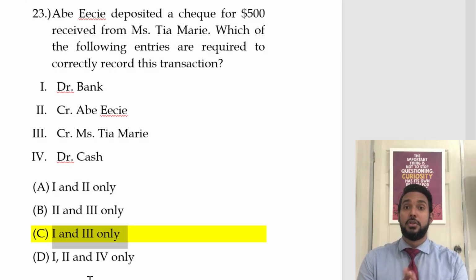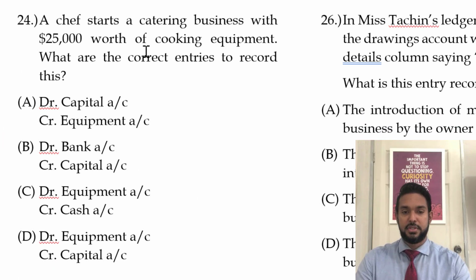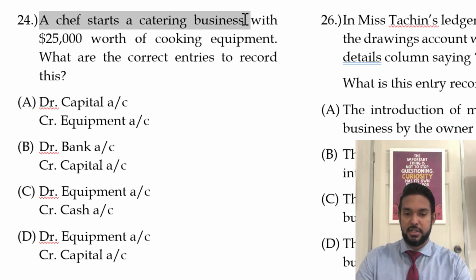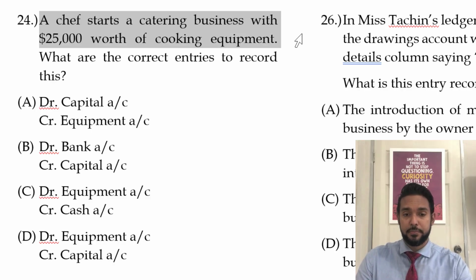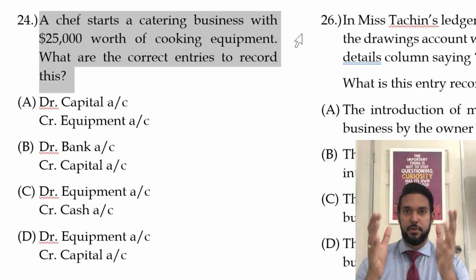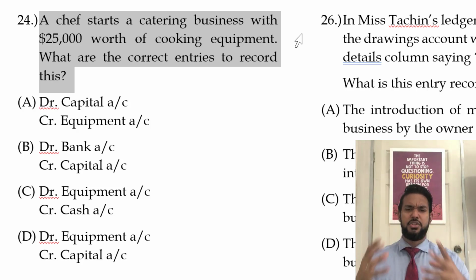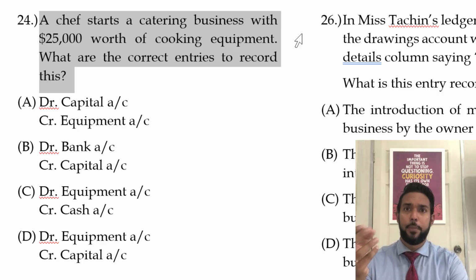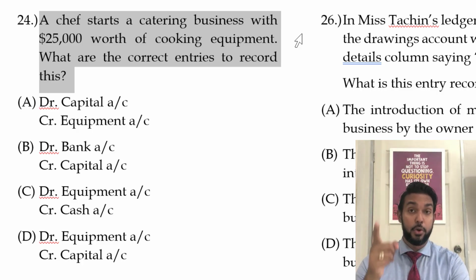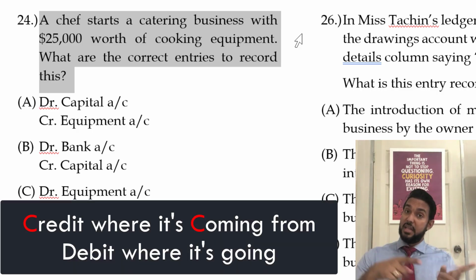All right, cool. So let's take a look at question 24. It says, a chef starts a catering business with $25,000 worth of cooking equipment. What are the correct entries to record this? So a chef starts a business, so the chef is the owner. Whatever the chef is putting in, that's going to be credited. And what is the chef putting in? Cooking equipment. Equipment is an asset. So to record an increase in an asset, you have to debit. And like I said just now, credit where it's coming from, debit where it's going.